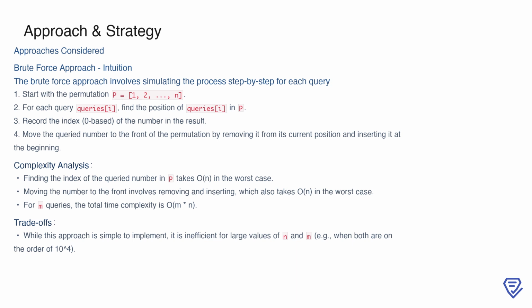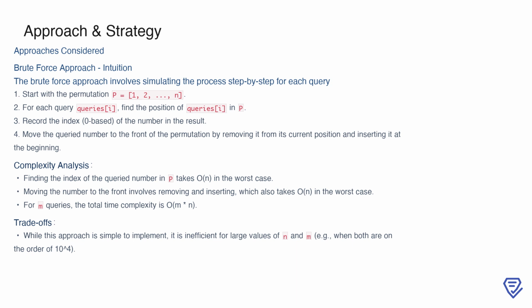To start, let's examine the brute force approach. The idea here is to simulate the process directly for each query. Initially, we have a permutation p containing numbers from 1 to n in order. For each query, we find the position of the queried number in p, record its index in the result, and then move that number to the front of p by removing it from its current position and inserting it at the beginning. While this approach is straightforward and easy to implement, it has significant inefficiencies.